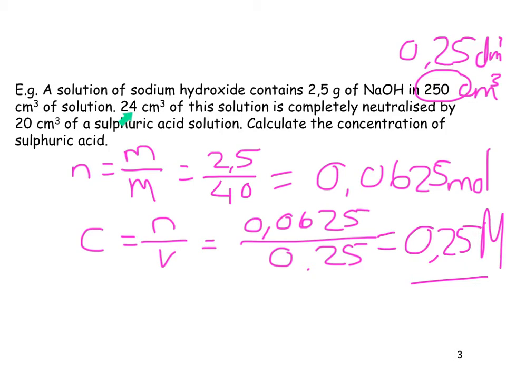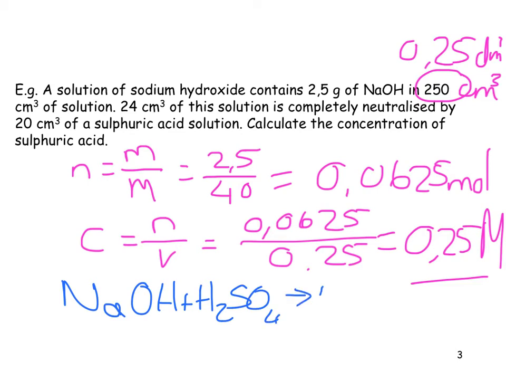I'm now told that 24 centimeters cubed of the solution is neutralized by 20 centimeters cubed of a sulfuric acid solution. What is the concentration of the sulfuric acid? I'm going to need to write a balanced equation. Sodium hydroxide plus sulfuric acid is going to become sodium sulfate, and sodium has a valency of 1 and sulfate has a valency of 2, so it's Na2SO4, a salt, plus water. I now need to balance that, so I'm going to put a 2 in over there, and a 2 over there, and then I think it is a balanced equation.